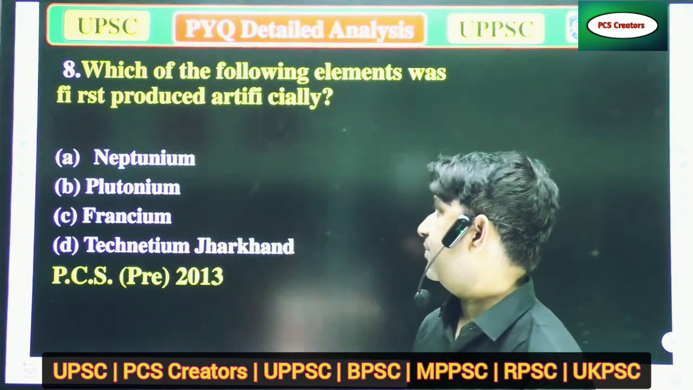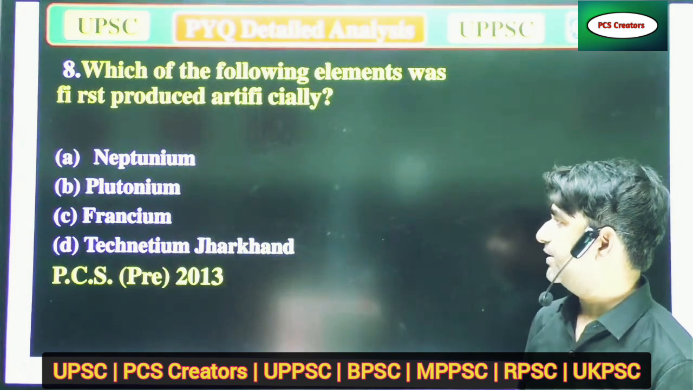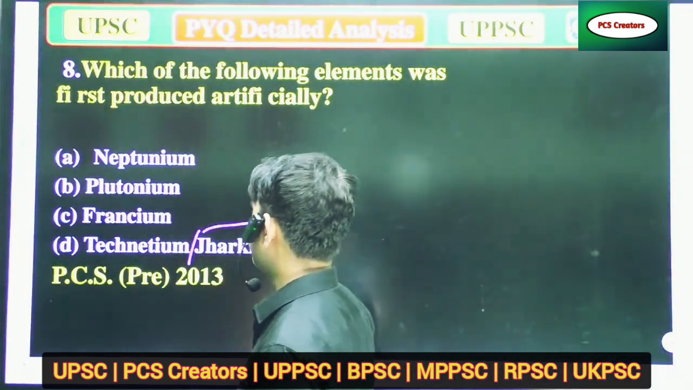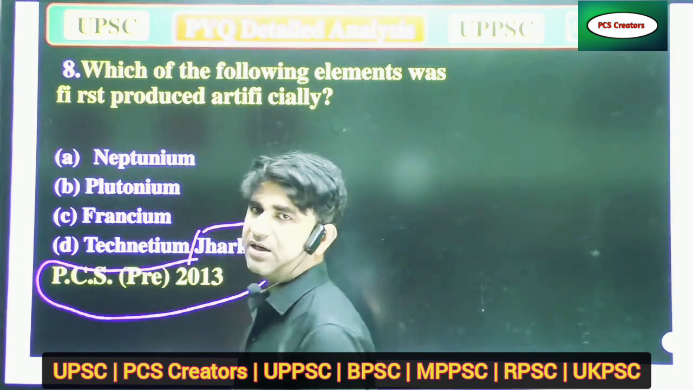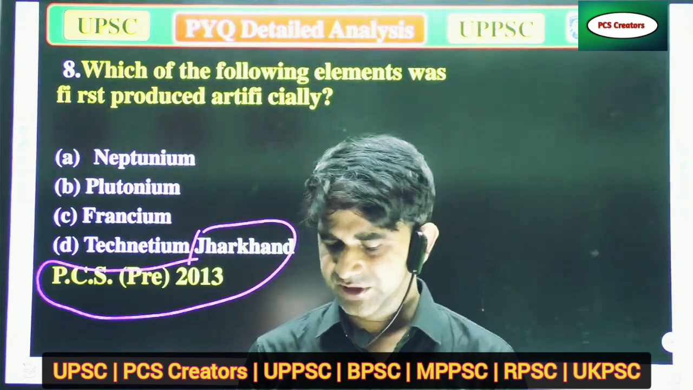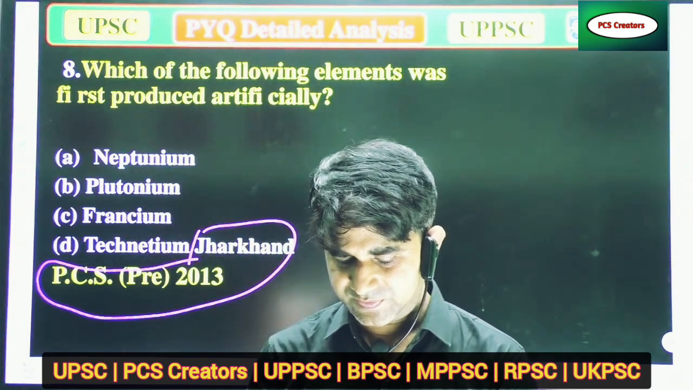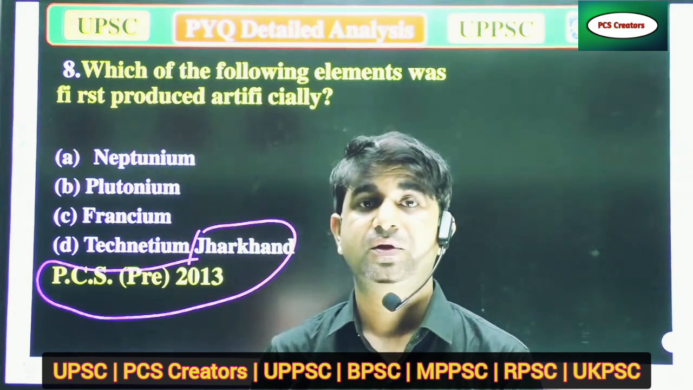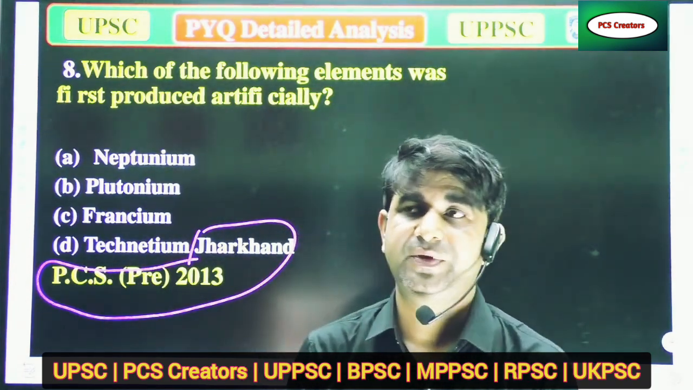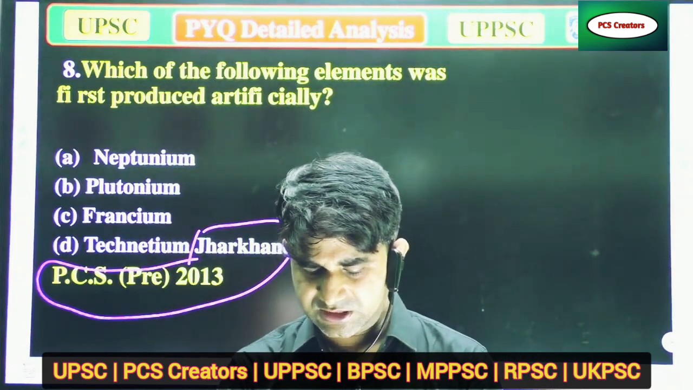Our options are A, neptunium, B, plutonium, C, francium, and D, technetium. Answer that question very fast, please, everyone. This was asked in Jharkhand PCS in 2013. Which of the following is the first element which has been prepared in the chemistry labs, or you can say artificially grown elements? Everyone, answer that question.